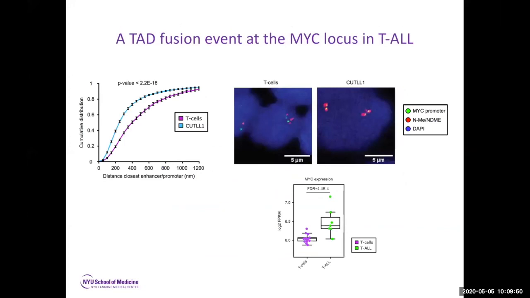We can see this interaction basically using FISH, and you can see normal T cells, look at the separation between MYC and the enhancer. And in T cell leukemia cell lines and cells, you can basically see this fusion event, the getting together of enhancer and promoter elements. And of course, that leads to a much higher expression, which is transforming for these cells.